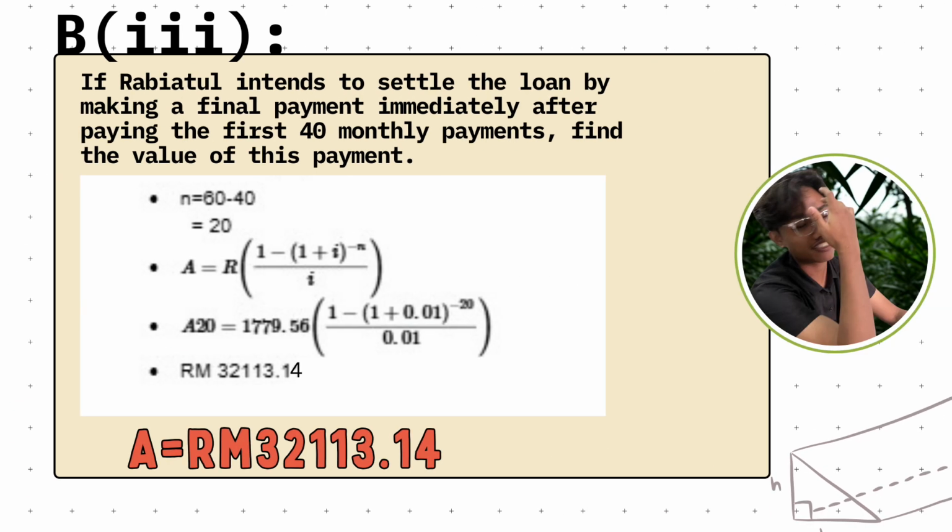For part 3, Rabatul plans to finish the loan early after making 40 monthly payments. The loan requires 60 payments, so she still has 20 payments left. We use the present value of the remaining 20 payments, which is A equals R times (1 minus (1 + i)^(-n)) over i. After substituting the values, the answer is 32,113 and 14 cents. This is the lump sum she must pay to clear the remaining balance immediately.